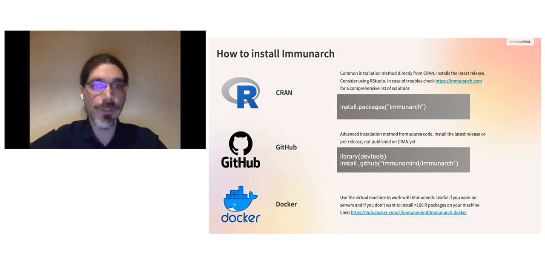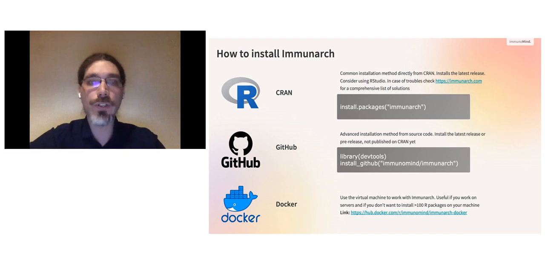The alternative to the CRAN installation is to install from GitHub. It is useful when you would like to install the latest development version. So, for example, when we develop a feature that is not in the CRAN release yet, you can just install the package from GitHub by running these two lines. For this, you need to install the devtools library. So it's either two or three lines of code.